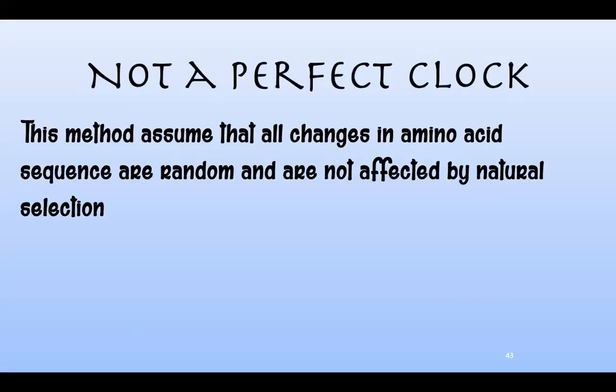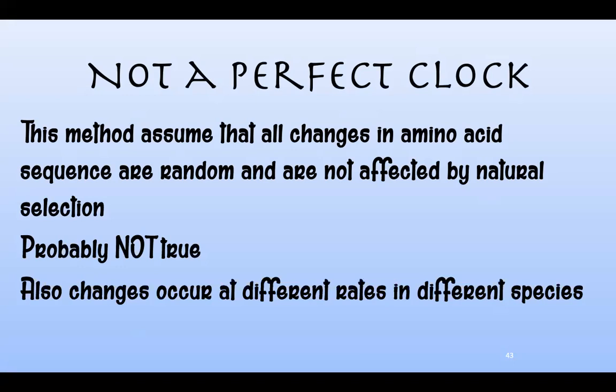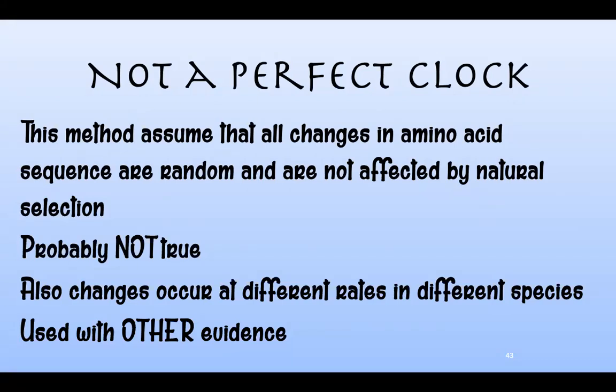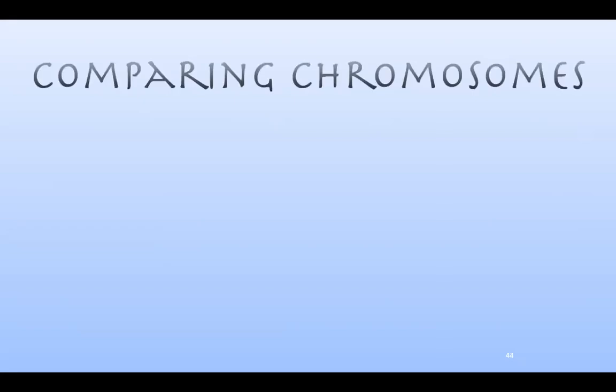Of course, it's not a perfect clock. This method assumes that all of the changes in amino acid sequences are random and not affected by natural selection. But of course, that's probably not true because natural selection is always at work. You also have changes that occur at different rates in different species. But if you put together the macromolecule amino acid sequence together with morphology, with a fossil record, with embryological development, you put them all together to form a hypothesis about the evolutionary relationship between organisms.